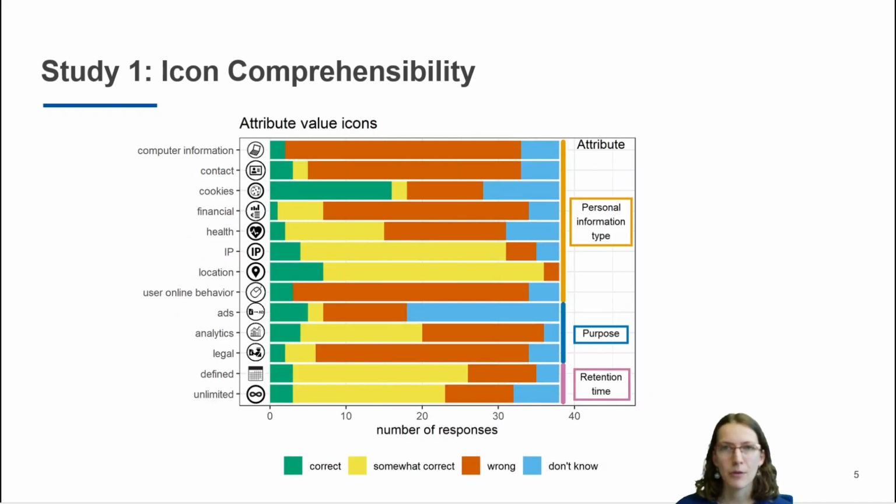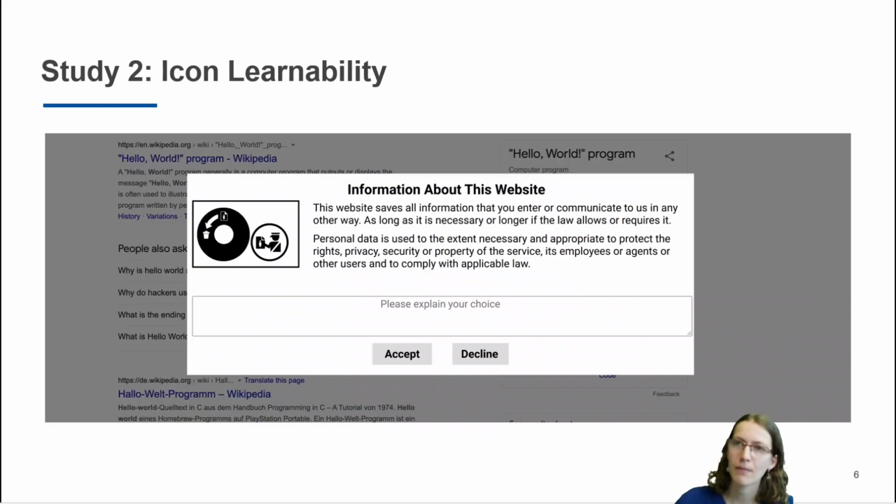For the attribute value icons, which represent a little more concrete concepts, the results were better, and there were some icons where most of the participants at least got the meaning somewhat correct, but still there were a lot of wrong answers or cases where the participants didn't know the meaning.